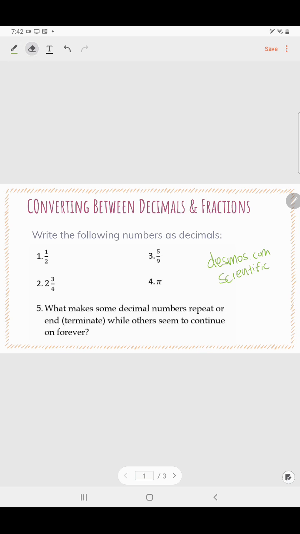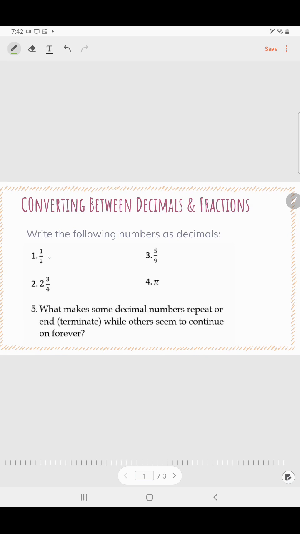To begin with, to convert from fractions to decimals, I'm going to use my calculator. If I wanted to convert the fraction 1/2 in my calculator, I would type 1 divided by 2. That's a very common decimal, so I'm just going to write down what it is.